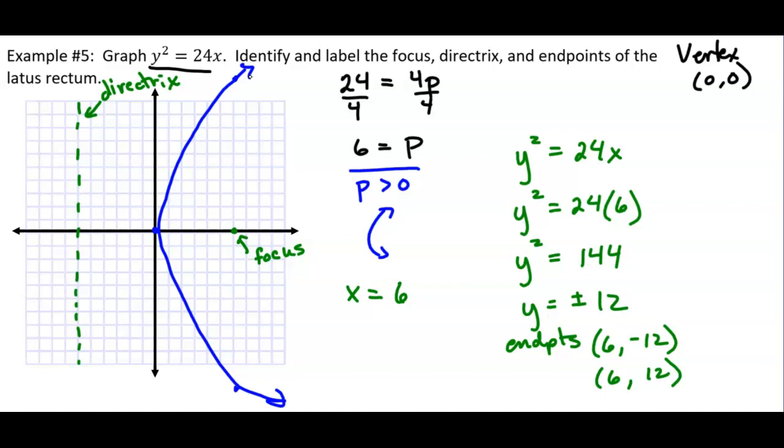So I didn't identify those, but you could draw that in, I guess. If you wanted to draw the latus rectum, it's right here. Sometimes they'll do that, but these are the endpoints then. 6, 12, and 6, negative 12. Okay, those are those two endpoints. All right, that's it.